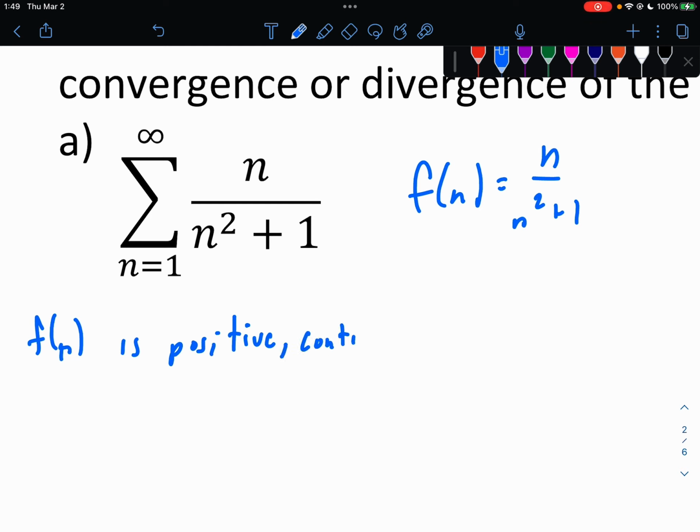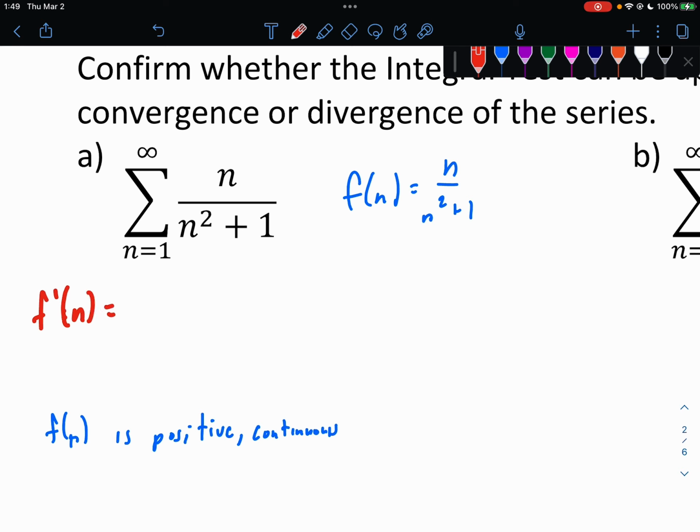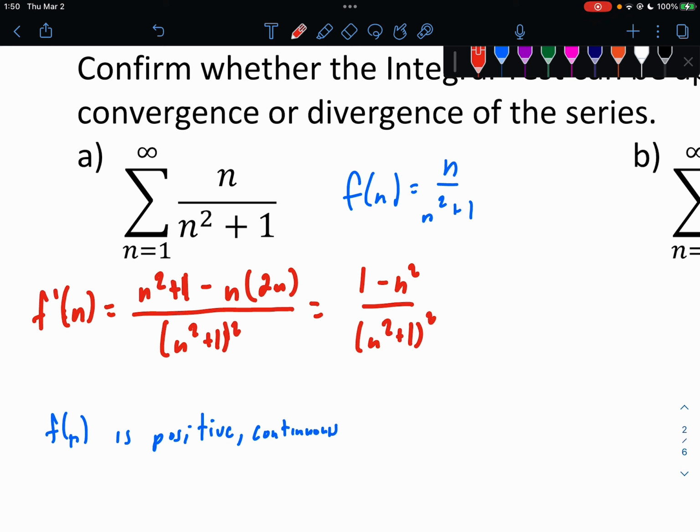Okay, let's go back to chapter, I think 4 here, and increasing versus decreasing. What we had to do is we had to find the derivative. So let's do that. F prime of n equals our denominator times the derivative of the numerator, which is 1, minus the numerator times the derivative of the denominator, all over the denominator squared. Okay, so if we just do a little simplifying, it'd be n squared minus 2n squared, so 1 minus n squared over n squared plus 1 squared.